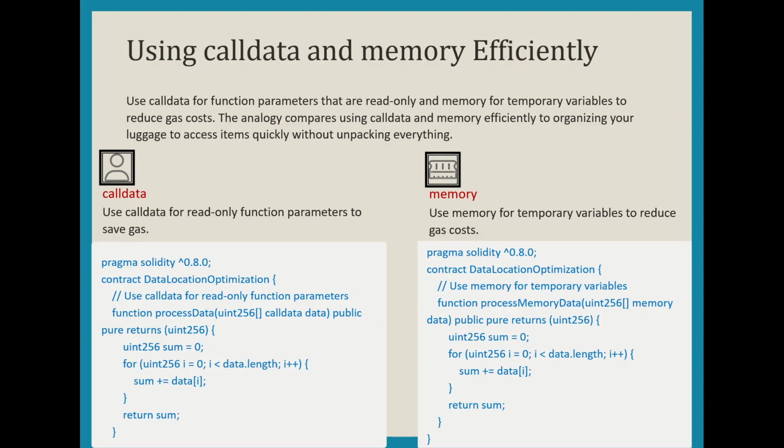So when we consider the gas cost implications of both of them, right? Calldata is much more gas efficient for read-only parameters because no additional memory allocation or copying is required. So lower gas cost for function execution. Whereas memory is less gas efficient compared to calldata for read-only parameters due to the need for memory allocation and copying of data. It has higher gas cost compared to calldata.